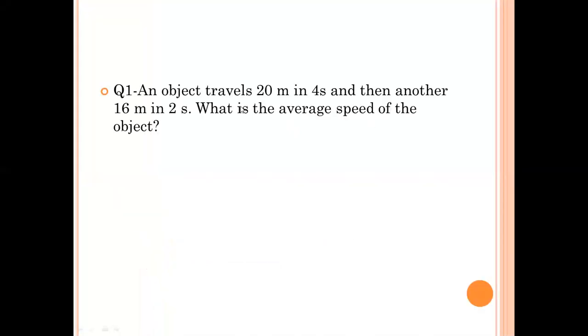So here our first question is, an object traveled 20 meter in 4 seconds and then another 16 meter in 2 seconds. What is the average speed of the object? So an object means उस ऑब्जेक्ट ने पहले जो ट्रैवल किया 20 मीटर 4 सेकंड में, उसके आगे का 16 मीटर उसने 2 सेकंड में ट्रैवल किया. Object is same. First object traveled 20 meter 4 second. Again the same object travels 16 meter in 2 second. What is the average speed?